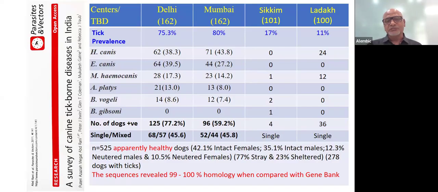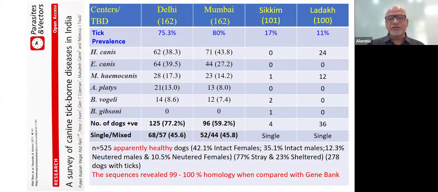If you look at the prevalence, the highest was Hepatozoon canis, followed by Ehrlichia canis, Mycoplasma haemocanis, and Anaplasma platys in descending order, then Babesia vogeli and Babesia gibsoni. You'll be surprised to know Babesia gibsoni is nil in Mumbai and Delhi, but mind it well that this survey was carried out way back in 2012 and 13. Since then, the epidemiology has undergone a little bit of change. And of late, in the last 3-4 years, Babesia gibsoni cases outnumber any other form of CVBD.